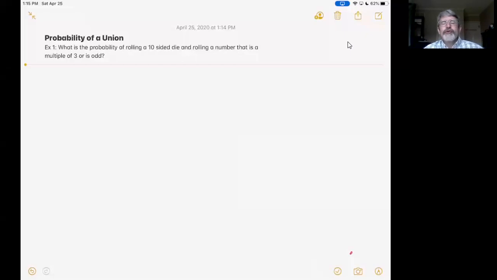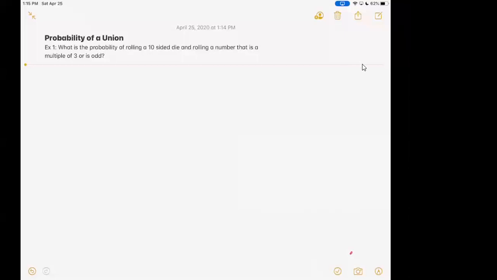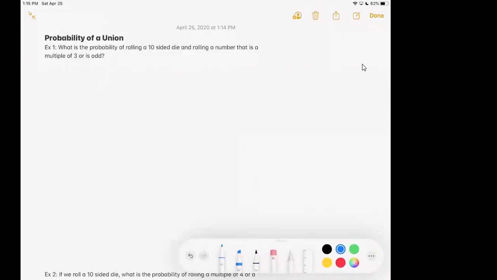Okay, so you should already have looked at a couple of examples in the book about the probability of a union. So here are just a couple more to illustrate this. Example one: what is the probability of rolling a 10-sided die and getting a number that is a multiple of 3 or is odd? Okay, that's the key. So let's give the events, or the sets, some names.